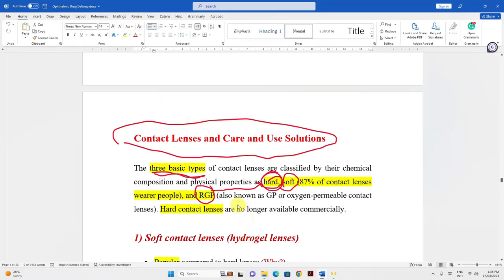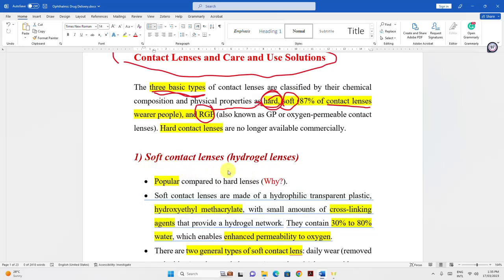So as you see, we said that there are three types of contact lenses, but in reality there are two, because one of them replaced the other. The rigid gas permeable replaced the hard contact lenses. Most of the contact lens wearers are wearers of soft contact lenses. Okay.